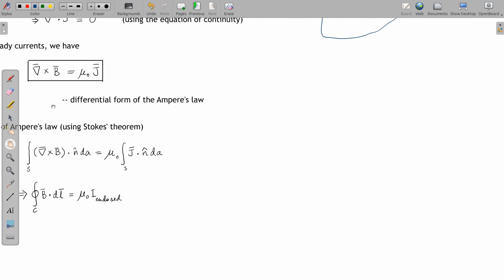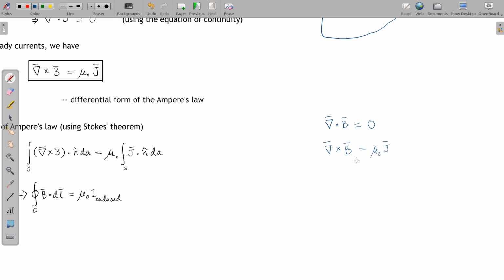So we have these two relations here. We have the divergence of B, which we showed some time back. Using the concept of the magnetic vector potential, we found that the divergence of B is 0, and then Ampere's law tells us that the curl of B is equal to mu naught J.